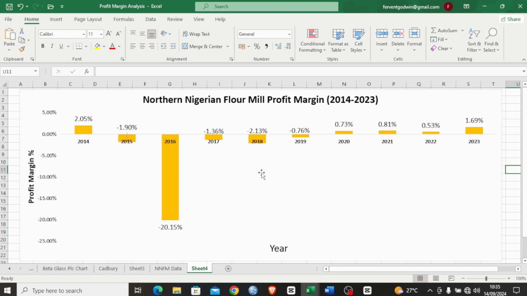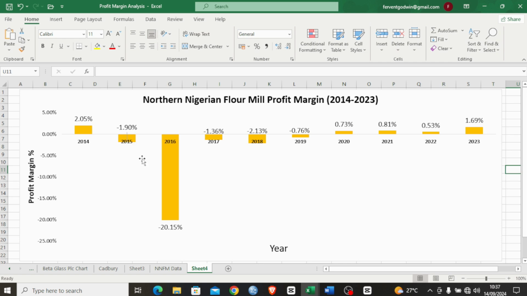So now in 2014 we see that this is 2.05%, which is saying that for every naira that is made, there is a 2.05 kobo profit. Now in 2015, this is indicating a loss. It's saying that for every 1 naira that's made, they had a loss of 1.9 kobo.